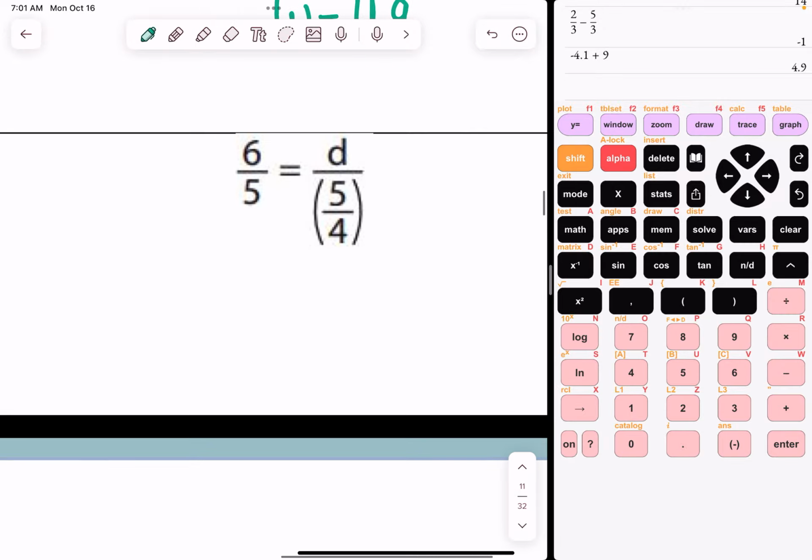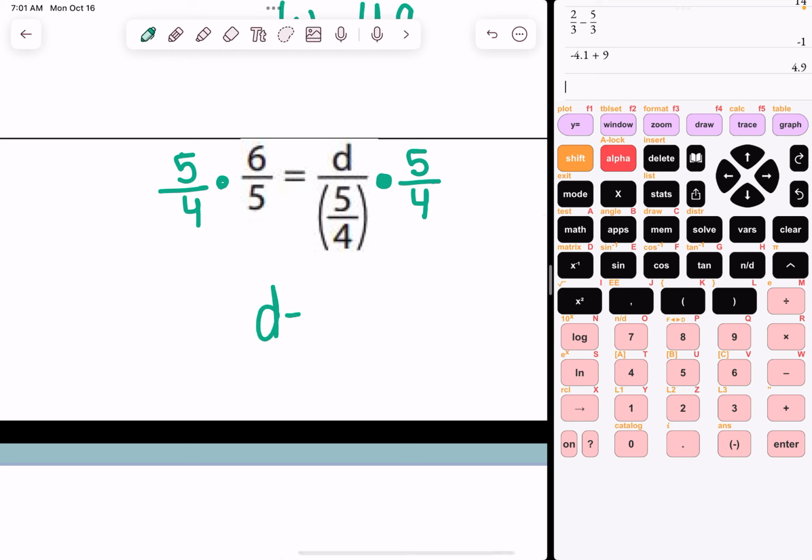And this next problem, we have d being divided by 5 over 4, so we need to multiply by 5 over 4. So d equals 5 over 4 times 6 over 5, which is 3 over 2.